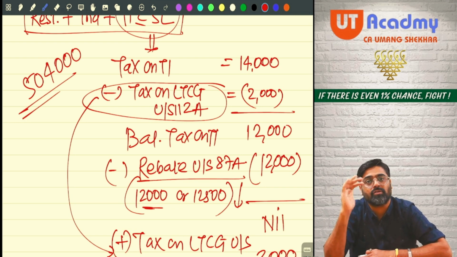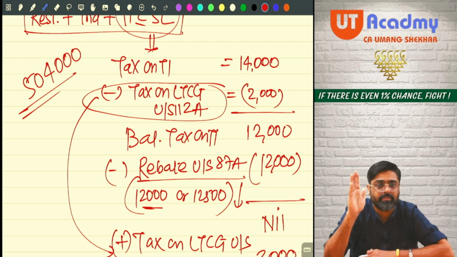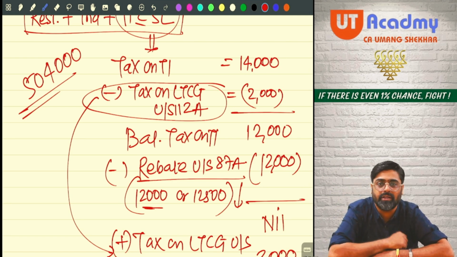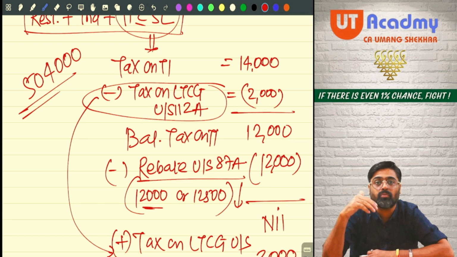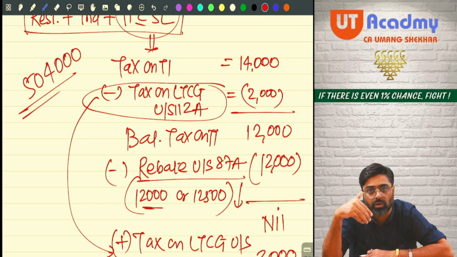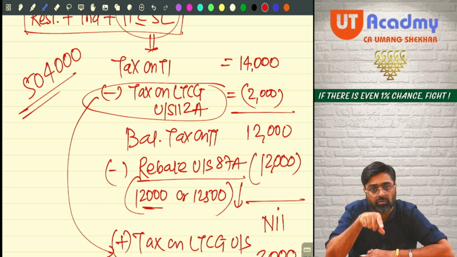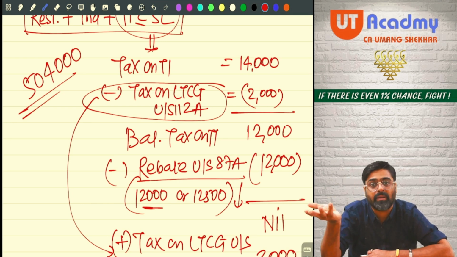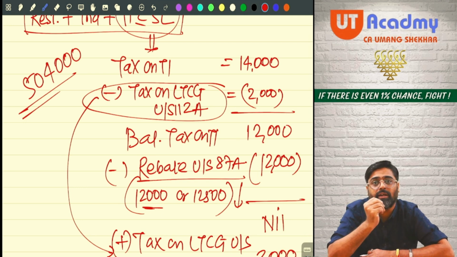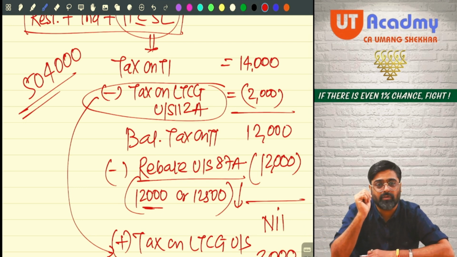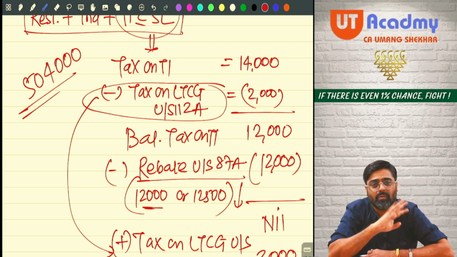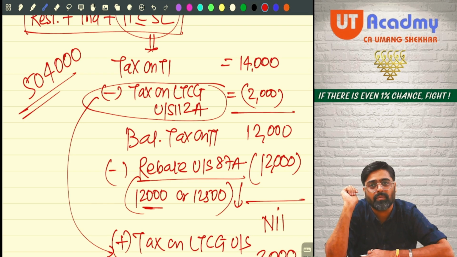If he is a super senior citizen, the basic exemption limit is 5 lakhs. The rate of surcharge is 10%, 15%, 25% and 37%. If the total income is more than 50 lakhs, more than 1 crore, more than 2 crores and more than 5 crores, the higher rates of surcharge of 25% and 37% will not be applicable on 4 taxes: tax on STCG 111A, tax on LTCG 112A, tax on LTCG 112, and tax on dividend income. On these 4 taxes, higher rates of surcharge will not be applicable.